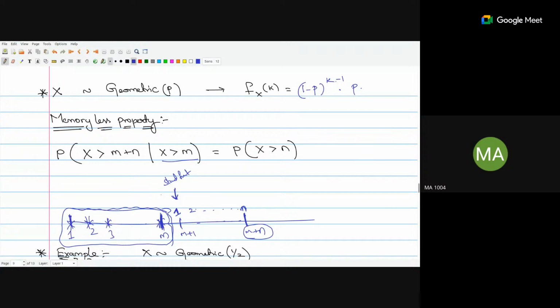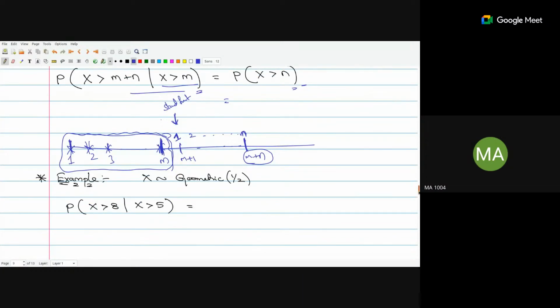It's kind of waste. Whatever you did, it's kind of waste, and you just start freshly. So that is what it says. And even you can use this PMF, and you can get this. So write this conditional as joint divided by marginal. Some terms will cancel out and you will get the result. And I proved this in the previous lecture also. You can just go back and watch it.